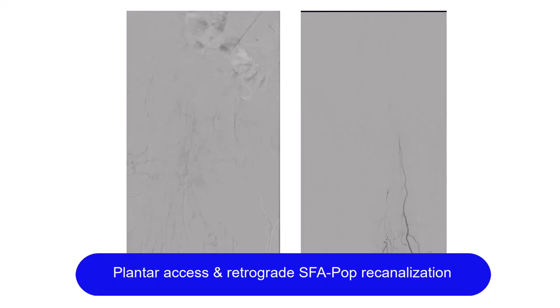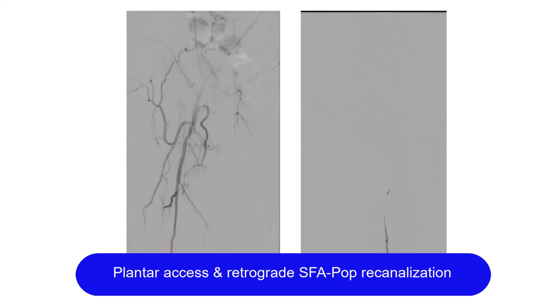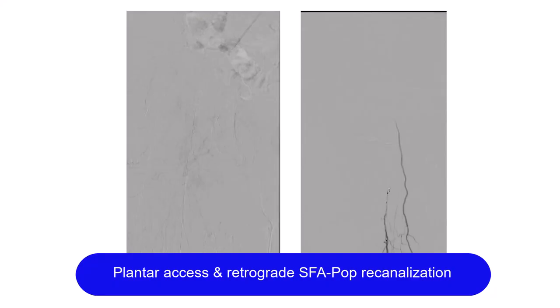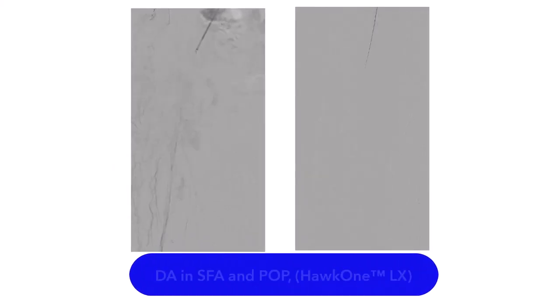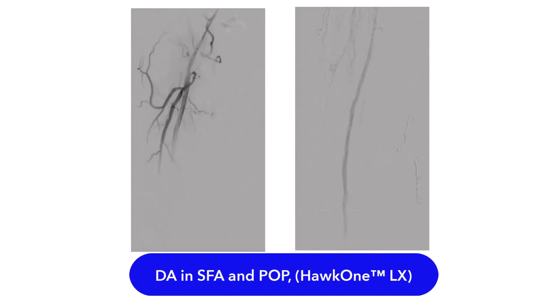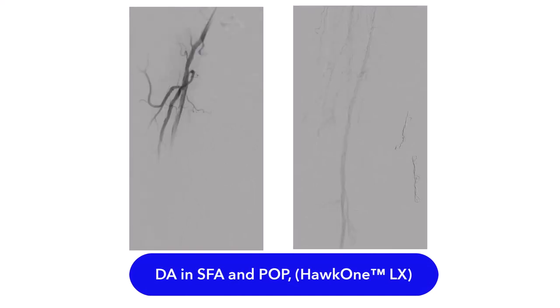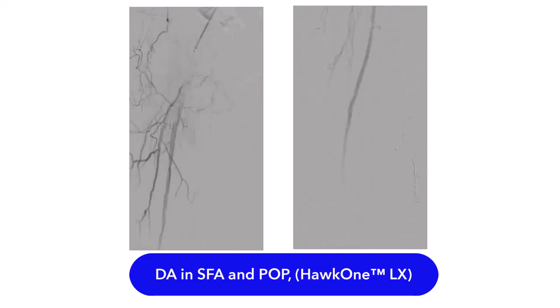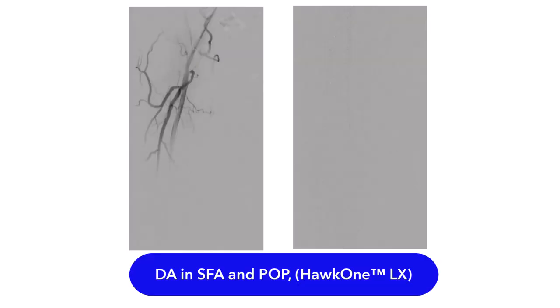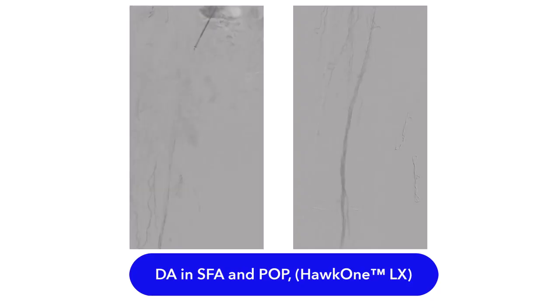Once I was able to establish my wire access through the CTO, I performed an IVUS, confirmed the true lumen presence of the wire, and thereafter did directional atherectomy using the HawkOne LX device. The LX gives me the versatility of knowing the side where the plaque is and to do a directional and intentional atherectomy instead of doing the atherectomy towards the side of the wall, which is thinner. After multiple passes, I did an IVUS again to confirm that the residual stenosis is less than 30%.